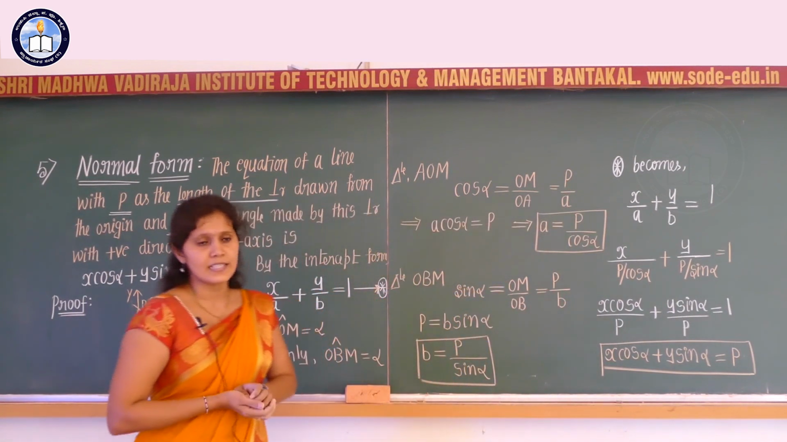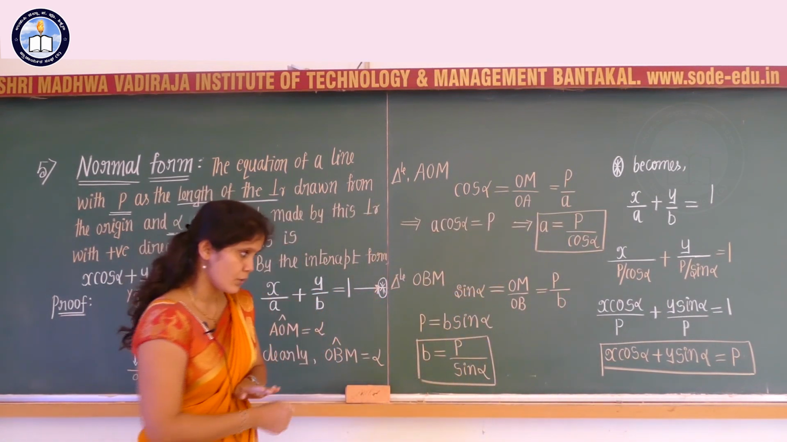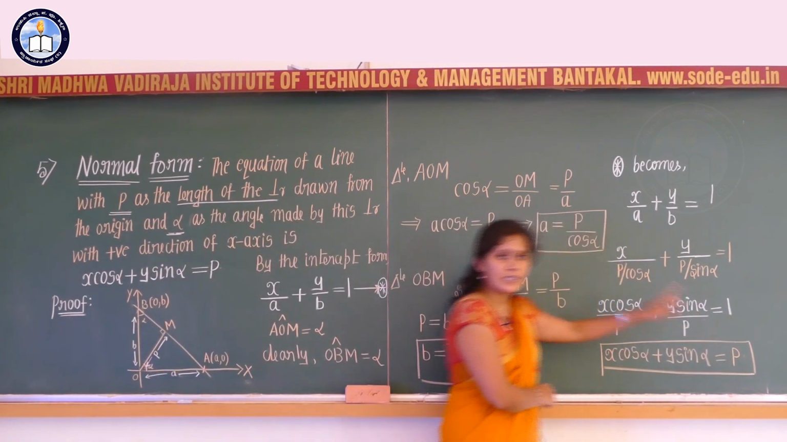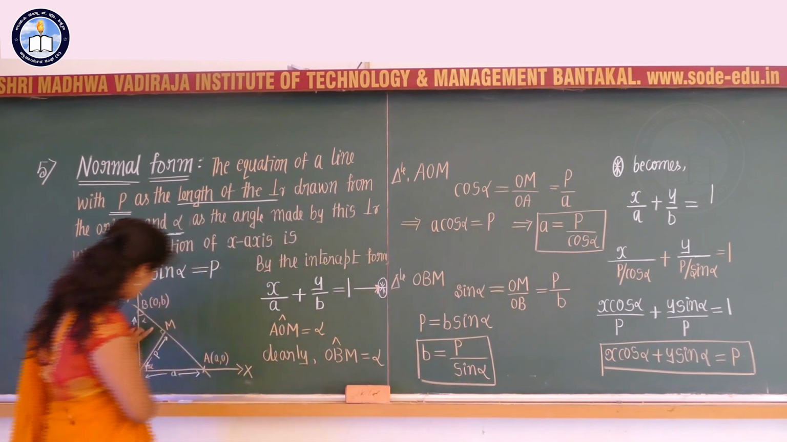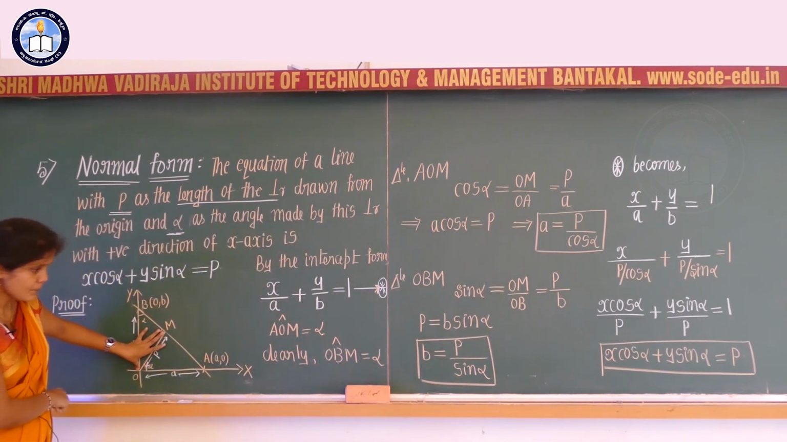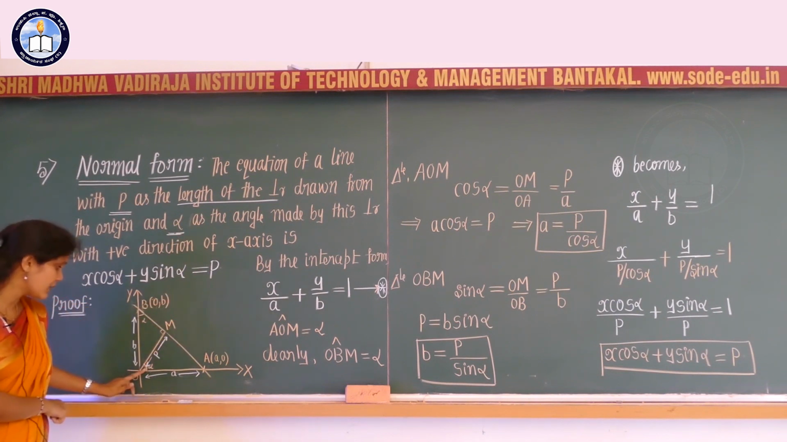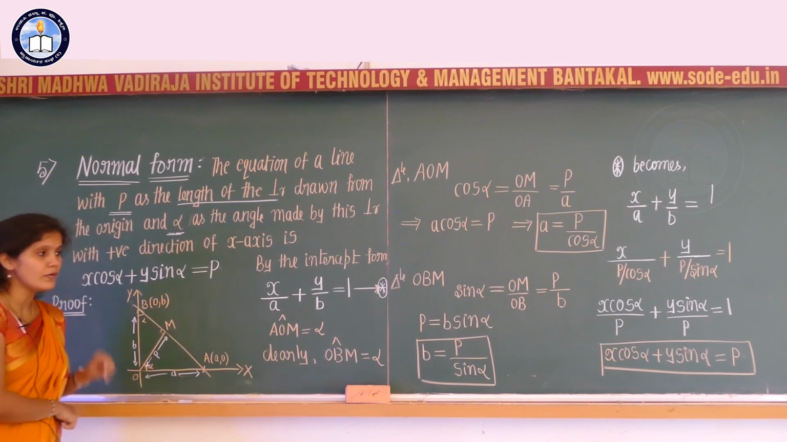This equation I can consider as the normal form of equation of a line. With respect to this equation, P is the length of the perpendicular from the origin to the line, and alpha, with respect to cos alpha and sin alpha, is the angle made by this perpendicular with the positive direction of the x axis.